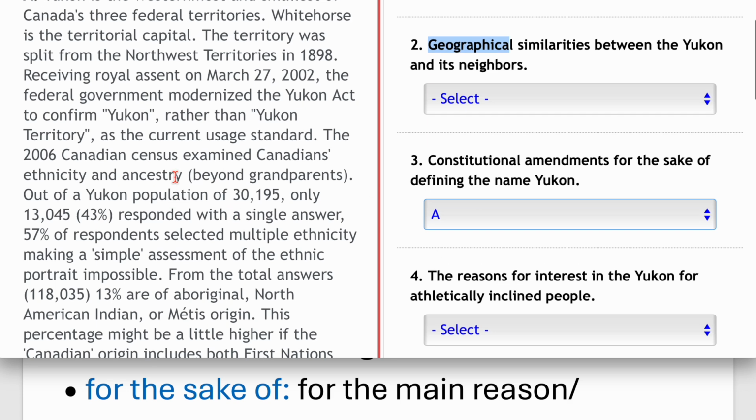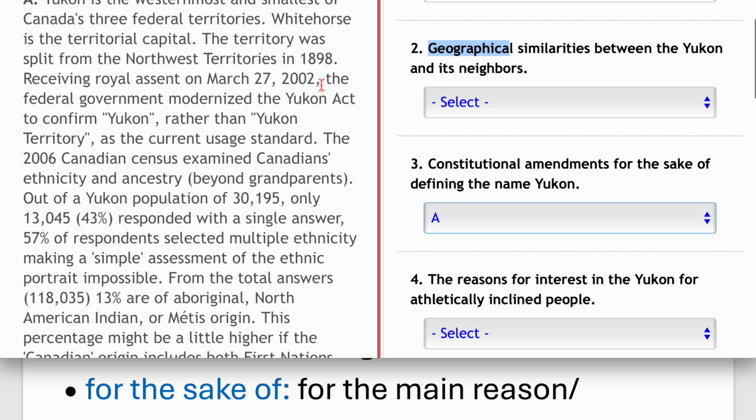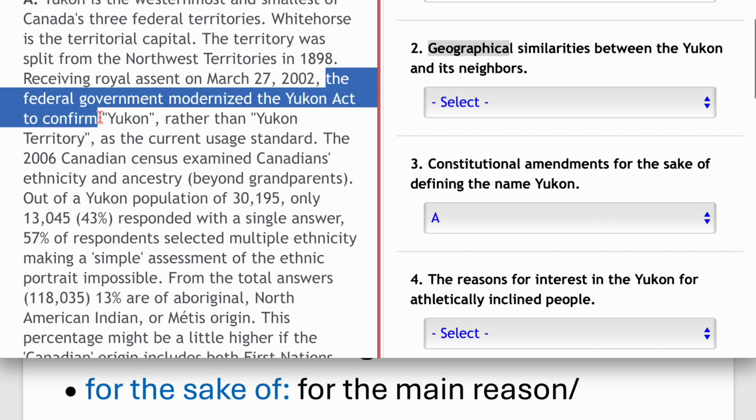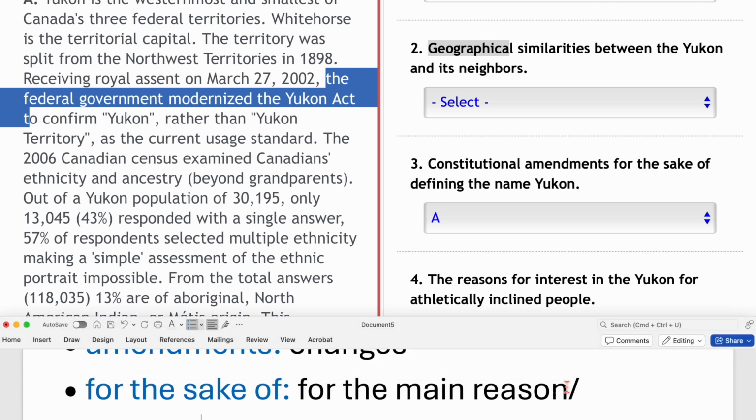Over here, we see the federal government modernized the Yukon Act. That's like a constitution. Act is like part of the constitution. Act means like agreement. And it says here they changed it, modernized it to confirm Yukon rather than Yukon Territory for the sake of defining the name Yukon, or using Yukon for that purpose.